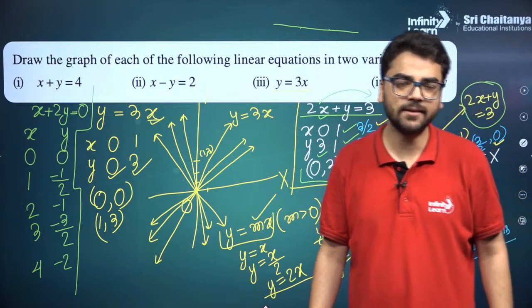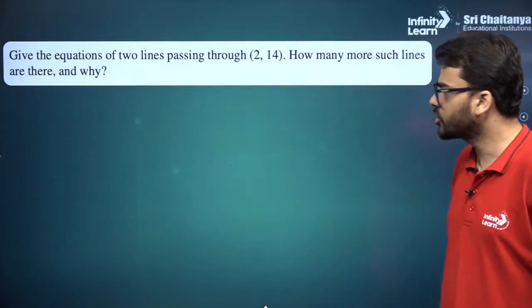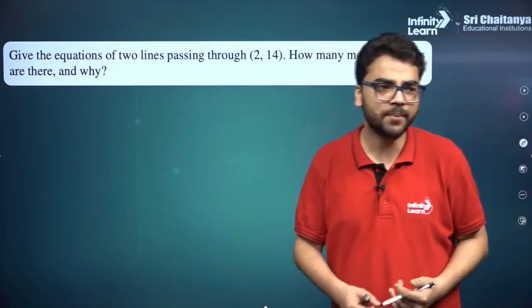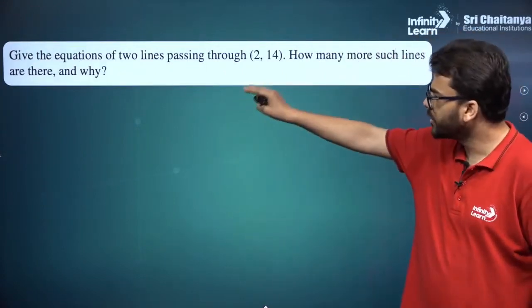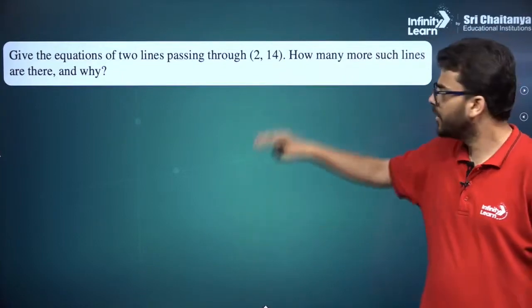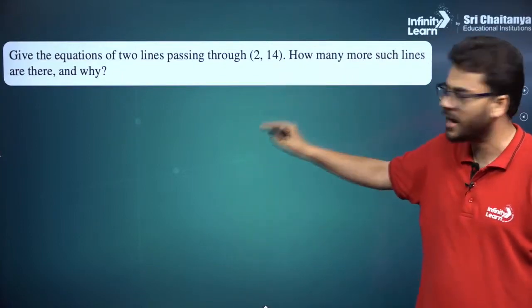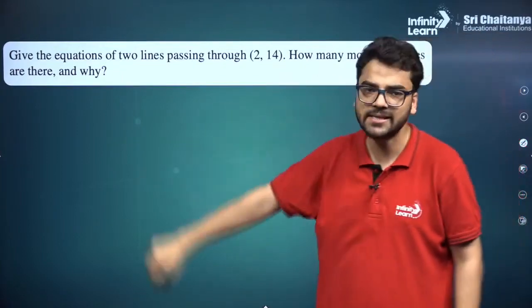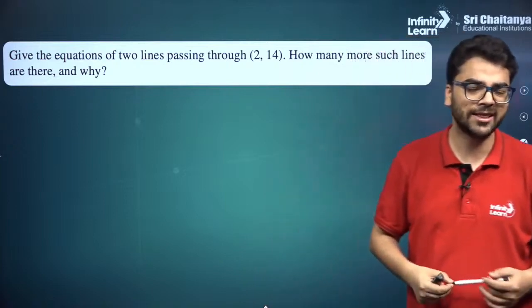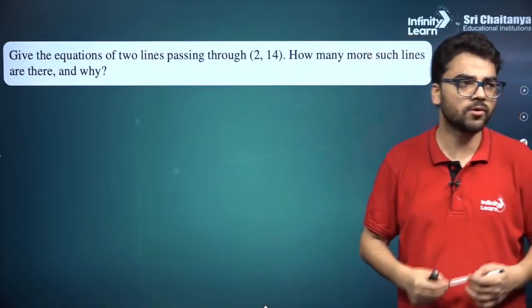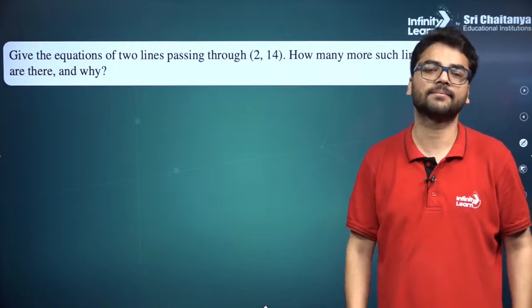I hope it is clear. Okay, so try doing this question. Can you give examples of two equations, two lines over here which are passing through this point, and how many more such lines are there and why? Can you tell that, guys?